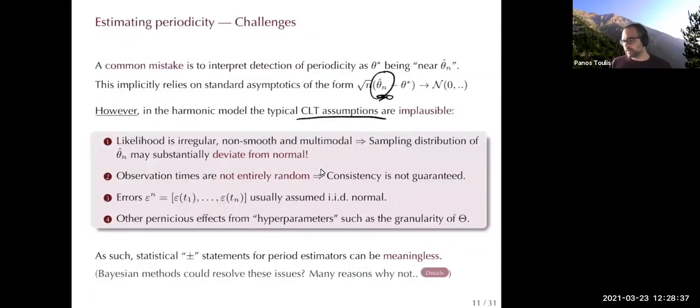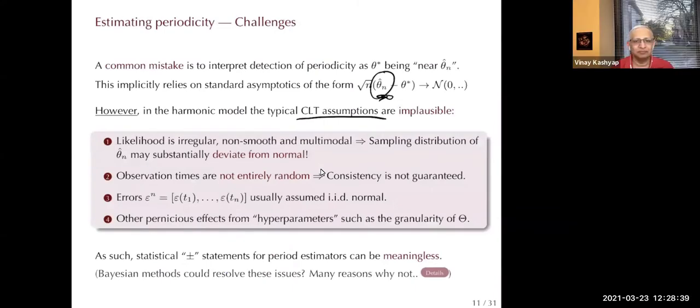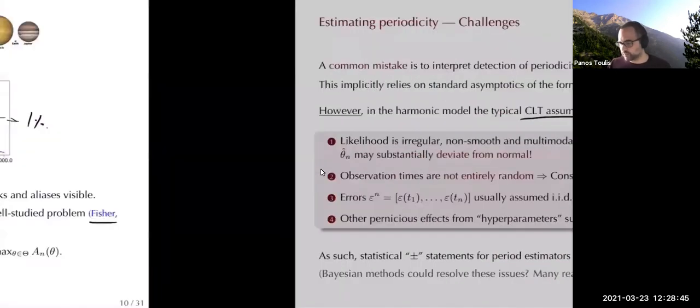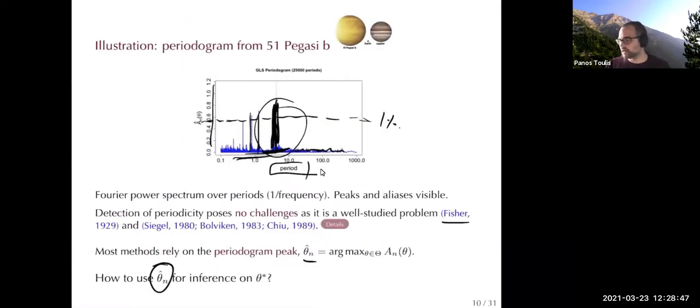Now, specifically, there are 4 problems with this approach, right? Kind of assuming that the true period is near the peak. First of all, and something that I think has not been pointed out enough, is that if we look at that as a likelihood, you can clearly see that this likelihood is not regular, as we say in statistics, right? It's non-smooth. It's highly non-concave.